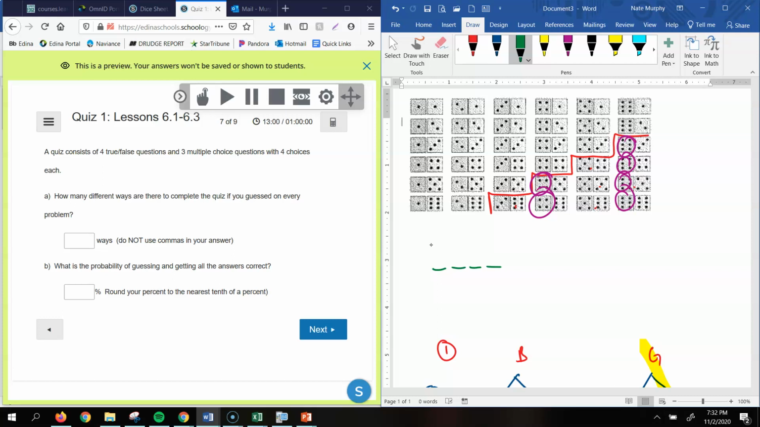We have 4 blanks, and each of those blanks represents a true or false question. For each one, we have 2 possible options: you could have true or false. And we would multiply those together.